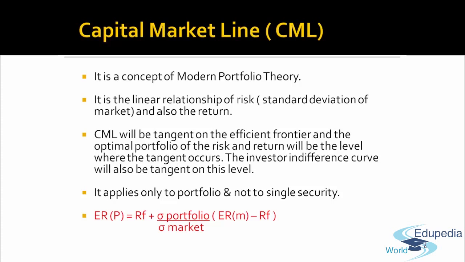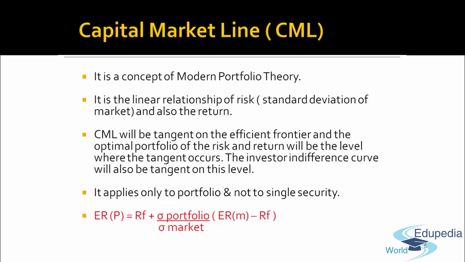Security market line is for a particular asset. When the investor is evaluating which portfolio is best for him, he compares it with the capital market line. So security market line is for a single security, but capital market line is used when a portfolio is coming. So CML applies to a portfolio and not to a single security.